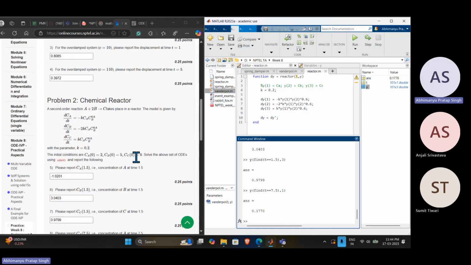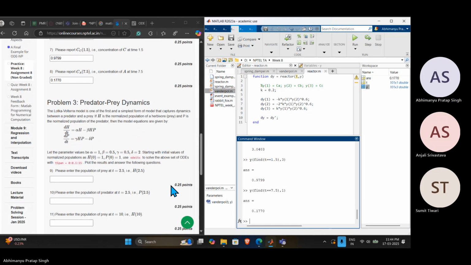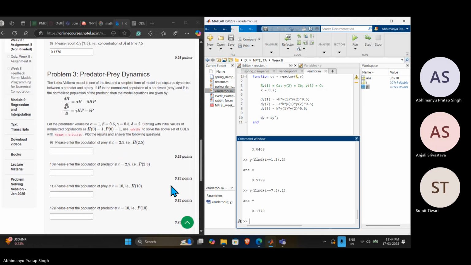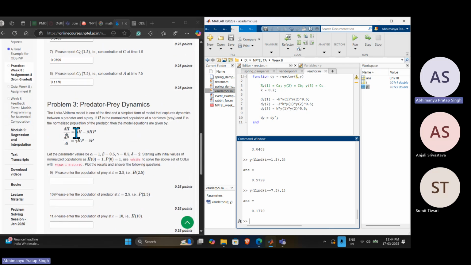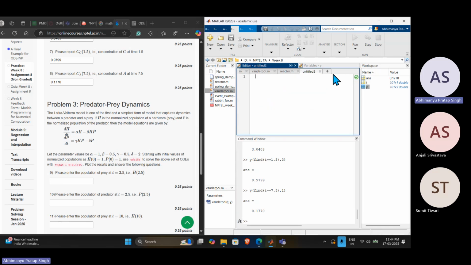So that completes the second problem. So this is the third problem. Also two first order ODEs. So we'll just create another function. So my y1 is h and my y2 is t.